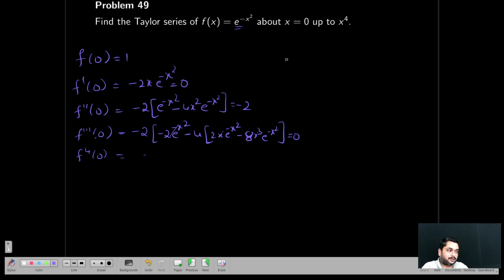Then finally we will get f of x is equal to, so the first term and third term are 0. So 1 plus, I'll write the second term directly, that is minus 2x square divided by 2 factorial, and then plus x power 4 by 2 if you simplify, then minus x power 6 by 6. So this will be 1 minus x square plus x power 4 by 2 up to 4 terms.